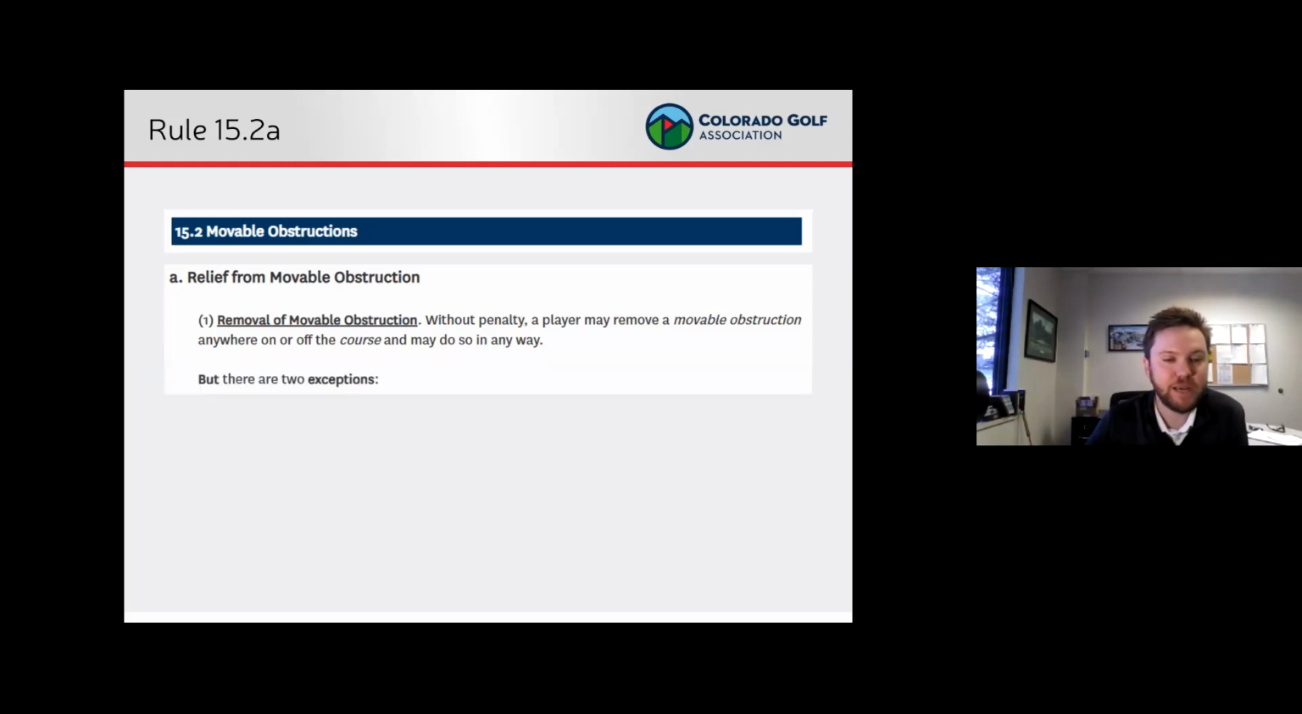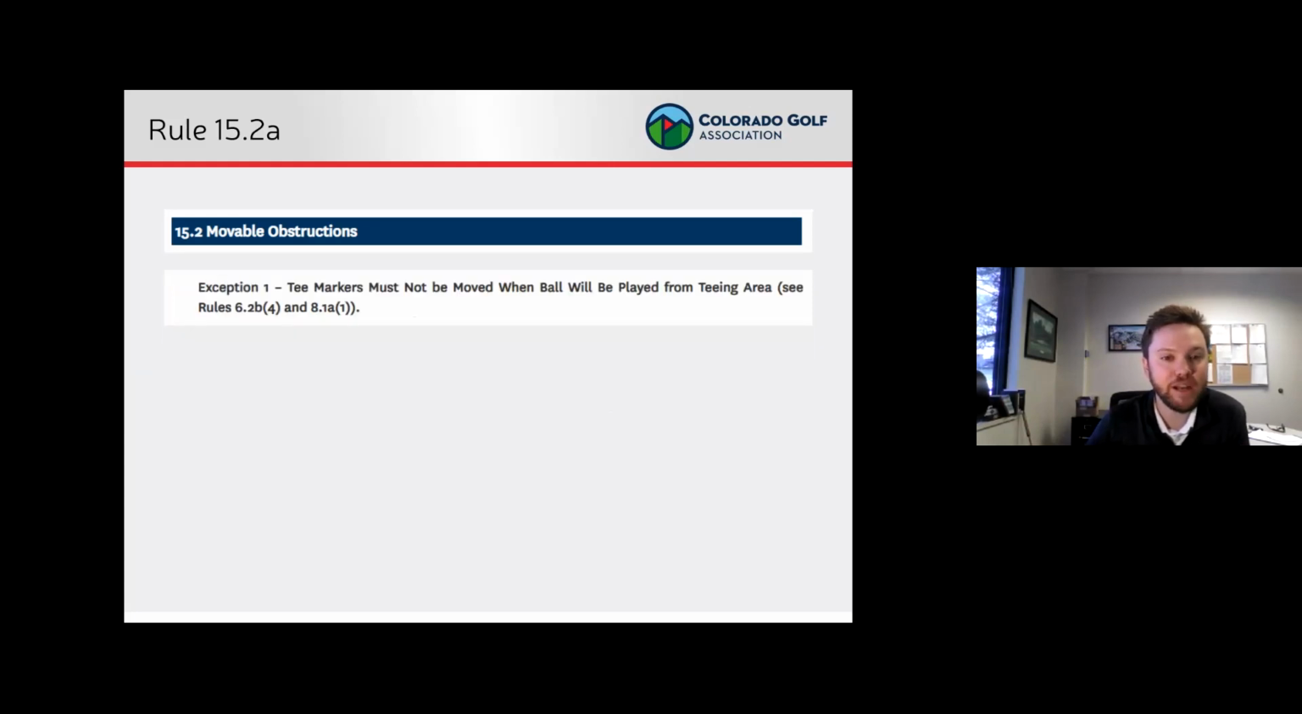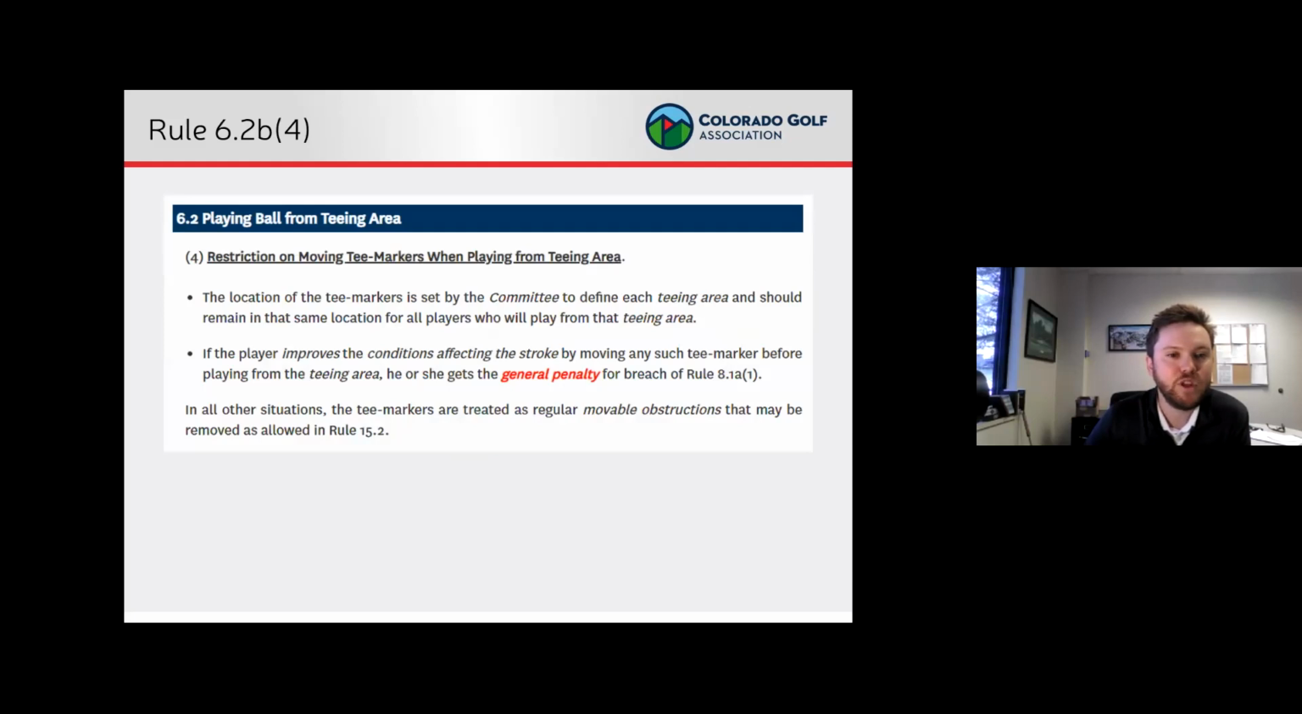But there are 2 exceptions, like we saw with loose impediments. Exception 1 is the tee markers must not be moved when the ball will be played from the teeing area. And rule 6.2b4, let's look at that real quick. It says the location of the tee markers is set by the committee to define each teeing area. Remember, the teeing area is a very specific area. If I'm playing the blue tees, it is the area between the blue tees and then 2 club lengths behind it. It is not the entirety of the mown area on which you tee the ball up, which maybe encompasses the blue, the black, the white, the red tees, the yellow tees, everything. So that's a very specific area of the course.